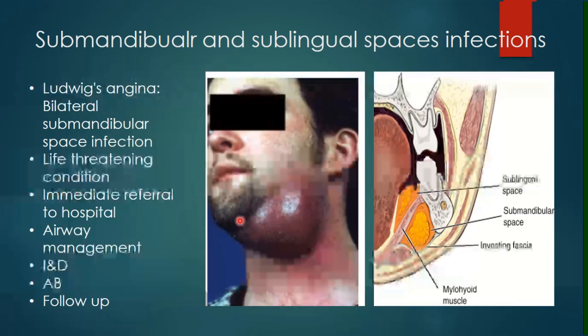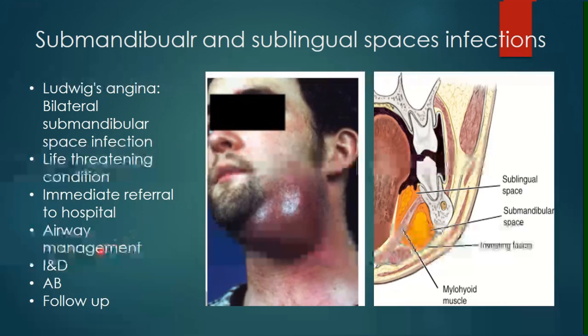But again, there's something special about the submandibular and sublingual spaces. If this happens unilaterally, it's manageable. The patient is going to suffer, in addition to the pain, difficulty in swallowing. But not limited mouth opening, he can open his mouth, just difficulty in swallowing. But if it's bilateral, then it's a life-threatening condition. We call it Ludwig's angina. So this is a bilateral submandibular space infection, which needs immediate referral to the hospital.